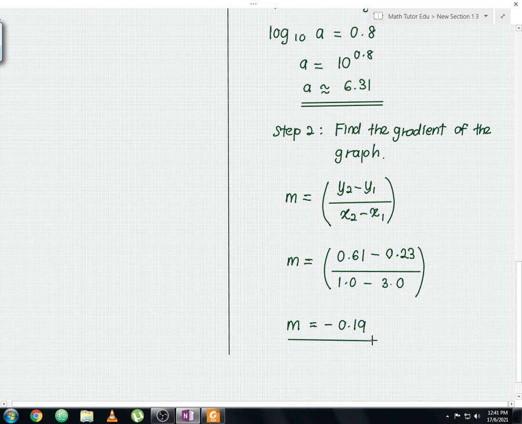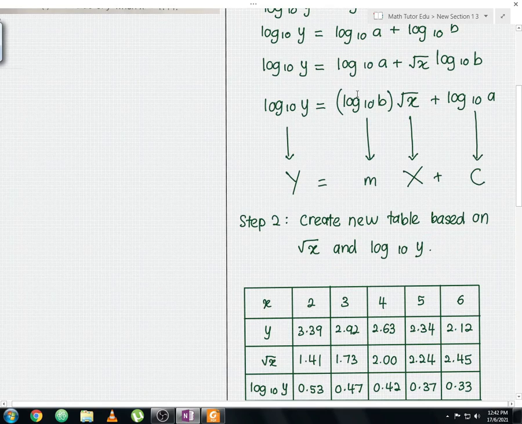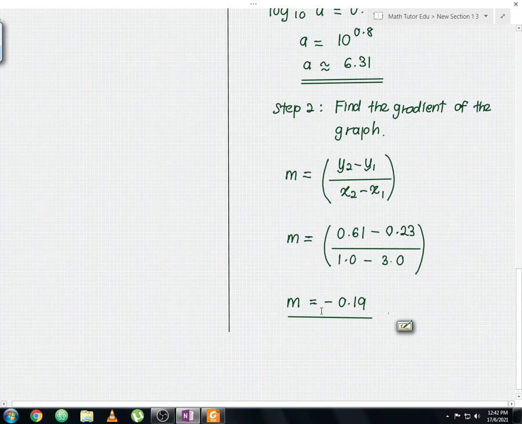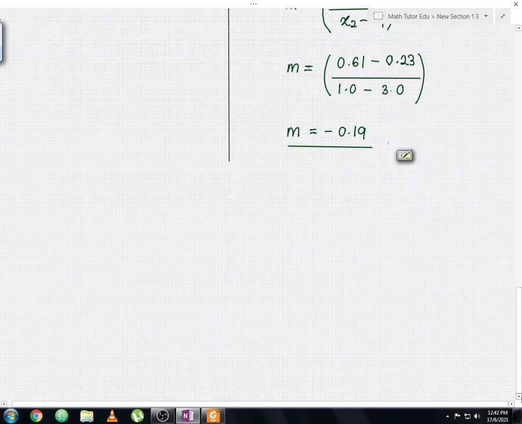So this gradient can be obtained directly from the graph, but then there is another gradient that you have obtained through the equation here, which is log 10b. So for the next step, what we're going to do is compare this log 10b with the gradient that you have obtained, which is negative 0.19. Okay, so let us continue. So compare with log 10b.